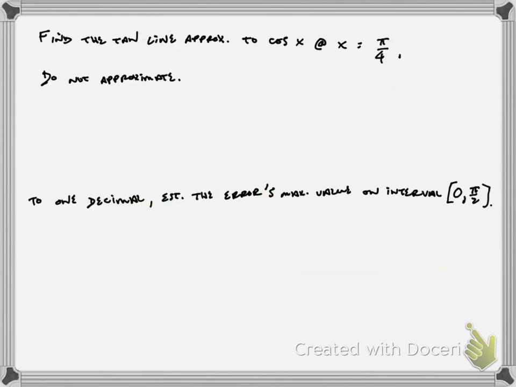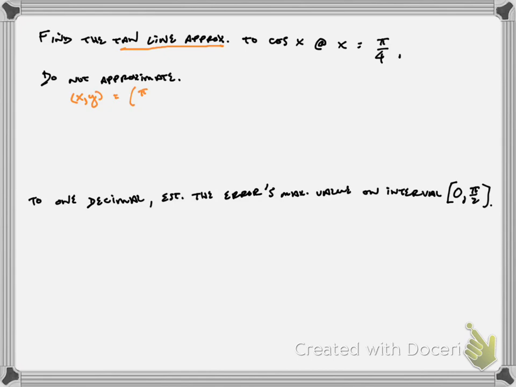For the next problem, you're asked to find the tangent line approximation to the cosine of x at x equals pi over 4. Do not approximate. So again, tangent line approximation is the same as local linearization. So we're going to find that line. So I need an ordered pair, an xy ordered pair.